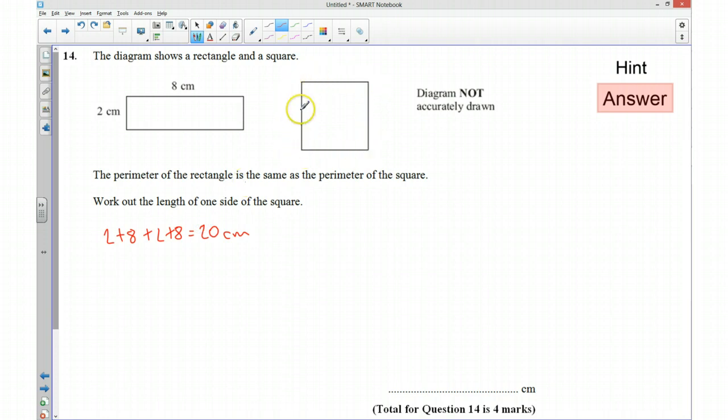Now, because it's a square, each side is going to be the same as each other. So if each side is going to be the same, I need to share this 20 between the 4 sides. So I need to do 20 divided by 4, and that's going to give me 5. So each side of this square is going to be 5 centimeters long. So that's 5, 10, 15, 20. There you go. Okay, so 4 marks for that.